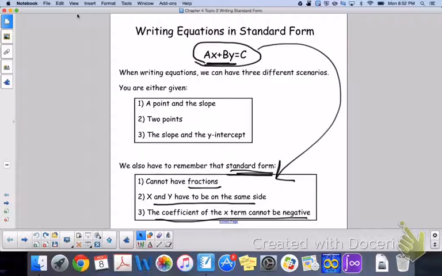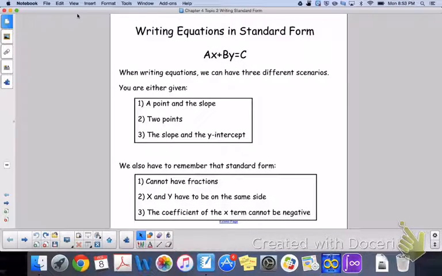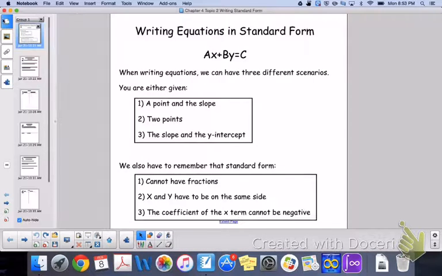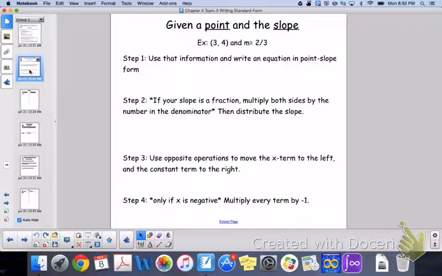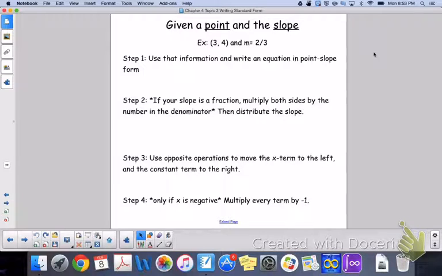Okay, now when we write equations, we have three scenarios. We could be given a point and a slope, we could be given 2 points, or we could be given the slope and the y-intercept. Okay, and we're going to go through all of those three forms today. So, starting here, given the point and a slope, what we're going to do is step 1, use that information and write the equation in point slope form.